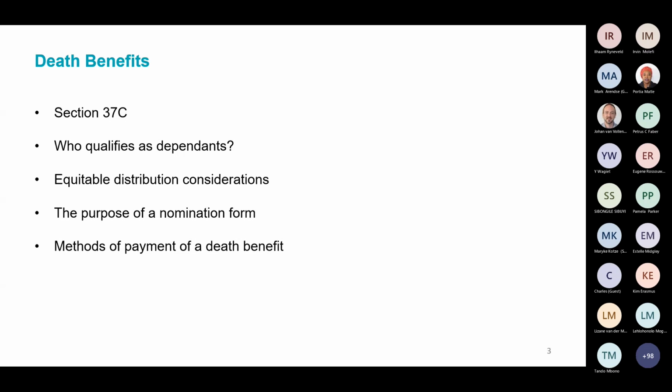we will be covering equitable distribution considerations, the purpose of a nomination form. That is also quite important, and it has come under scrutiny recently in terms of what is the purpose of, what force or what weight should be given to a nomination form. And then we will end with the methods of payment of a death benefit.